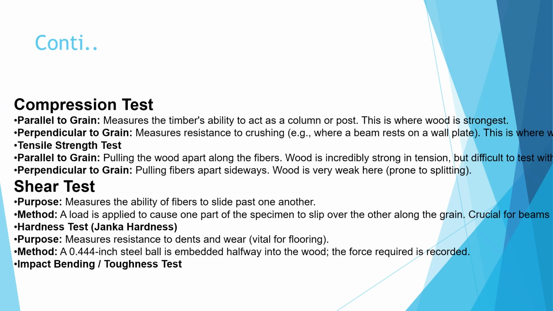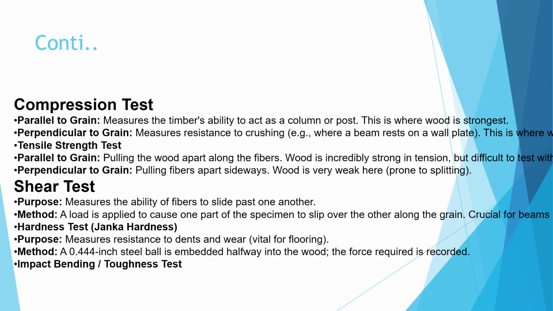We need to check the compression test. We'll see on our diagram one of the compressor machines. Here we test parallel to the grain. It measures the timber's ability to act as a column or post. This is where the wood is strongest. Then we also need to test perpendicular to the grain. It measures resistance to crushing, where a beam rests on a wall plate. This is where it is weaker.